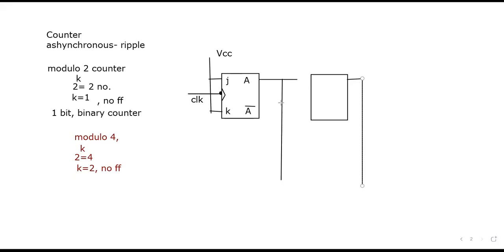And this input is going to the next one as output. Sorry, clock. The output would be the clock to the next one. Okay, this is a very important thing to discuss. Here, the output of a flip-flop is the clock for the next flip-flop. And here we have applied a common input to all. Understand?